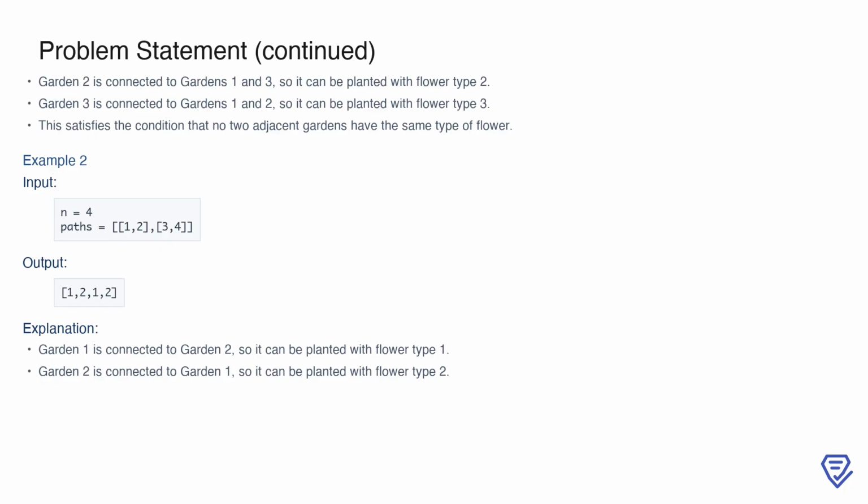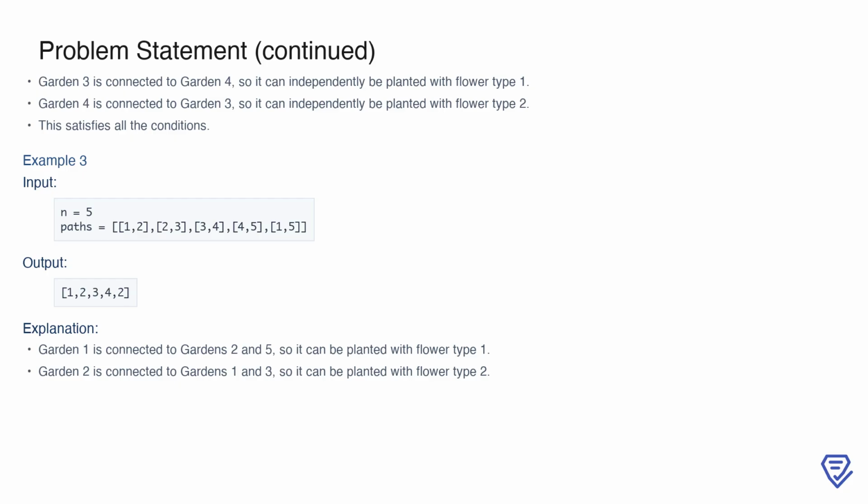Another example illustrates the scenario where n equals 4, and the paths are 1, 2, 3, 4. A valid output is 1, 2, 1, 2. Here, garden 1 is connected to garden 2, so it can be assigned flower type 1, and garden 2 can be assigned flower type 2. Garden 3 is connected to garden 4, but it is independent of gardens 1 and 2. This means garden 3 can be assigned flower type 1, and garden 4 can be assigned flower type 2. This assignment satisfies the conditions since no two adjacent gardens share the same flower type.